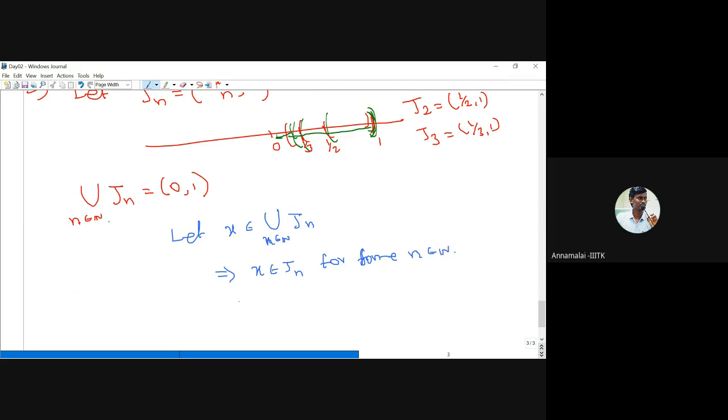So what is Jn? Jn is nothing but (1/n, 1). Therefore x lies here, so 1/n is strictly less than x, strictly less than 1. But we know that all the 1/n's are positive. Therefore 0 is strictly less than x, which is less than 1, which implies that x belongs to the open interval (0, 1). So we start with the element here and prove that the element is here. Therefore this union is a subset of (0, 1).